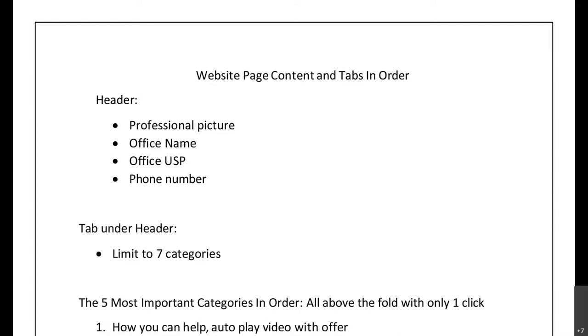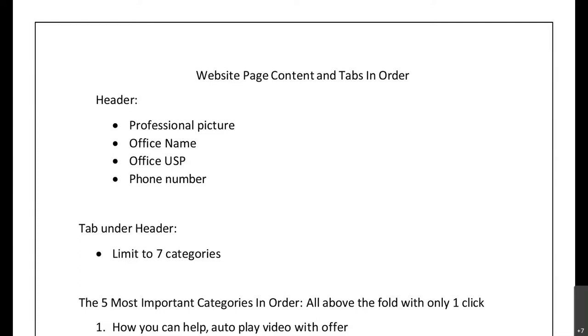USP, unique sales position. Remember, people pick based on one of five factors. Trust. In chiropractic, it's trust first. Second is location. Third is price. Fourth is service. And fifth is quality. So you typically want to pick a USP. If you want to focus on auto injury, then you want to pick an auto injury USP. Okay, and then make sure your phone number's there so it's easy access. They can easily find you. So that's the basics of what should at least be in the header.